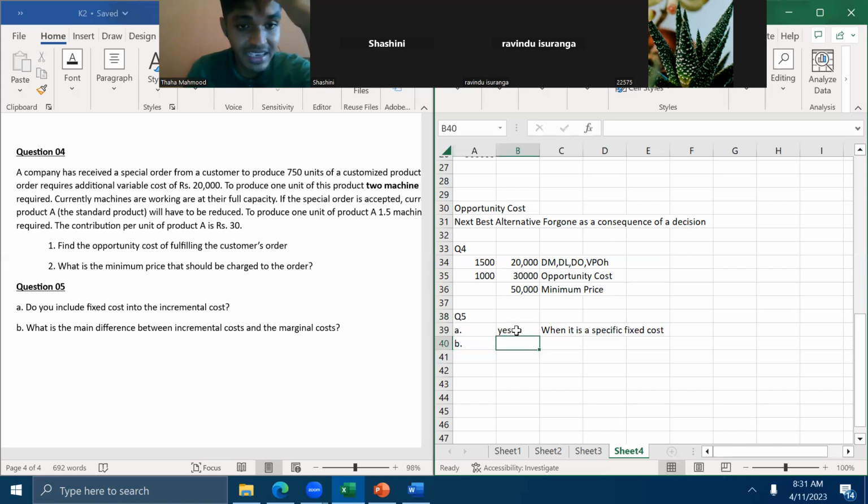What is the main difference between incremental cost and marginal cost? Yeah, ඒක ගැනත් මම කතා කරා. Incremental cost and marginal cost එකේ වෙනස. Marginal cost is for one additional unit of output.